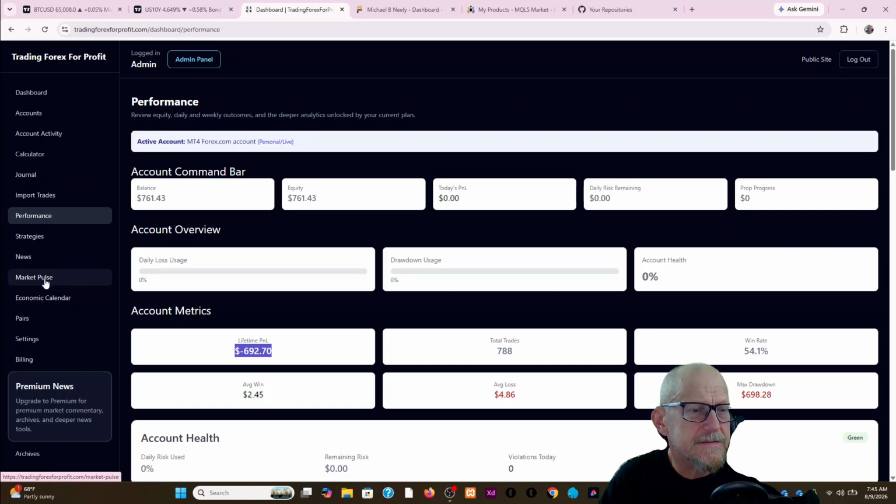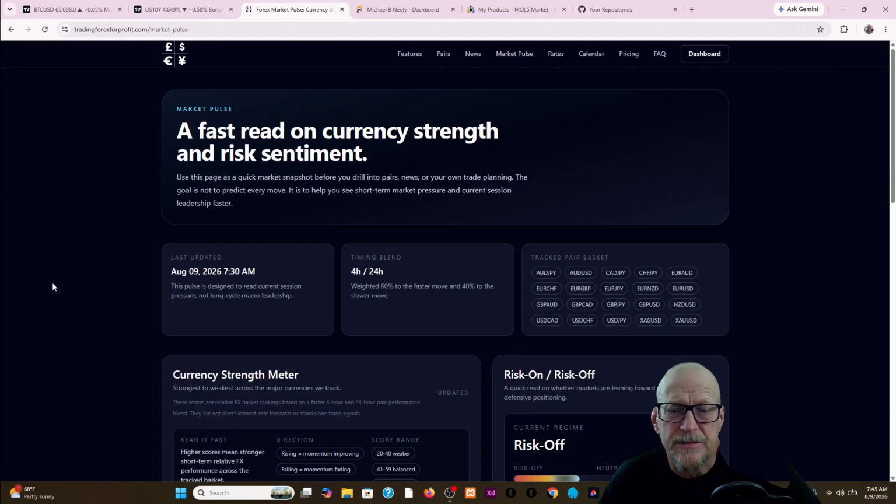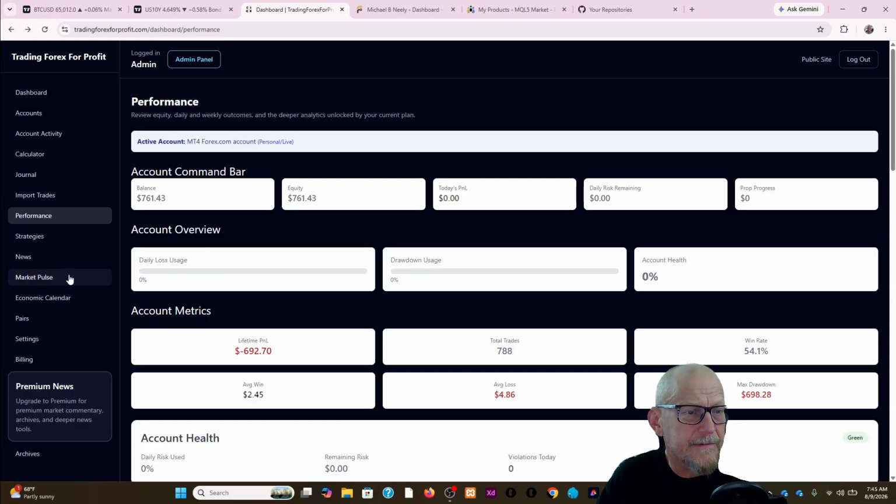And market pulse is right here. You can check out what the strongest pulses are. Right now, the currency, everything is off. Oh, it goes to the public page. Okay, right now everything is off. And then you've got the economic calendar and pairs and settings.